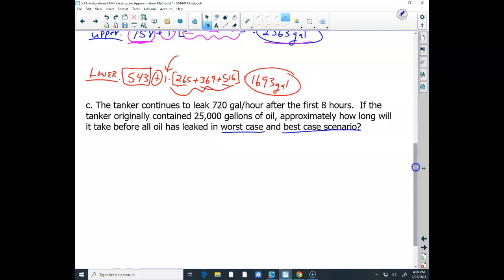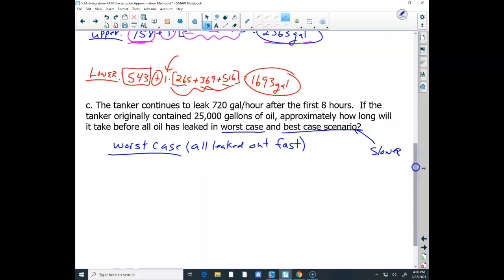Well, think about it. The worst case is if the oil leaks out really fast. If all the oil leaks out fast, that's the worst case because more oil is getting in the ocean quicker. Best case is if the oil is leaking slower, and that's better. Okay, so how do we do this?